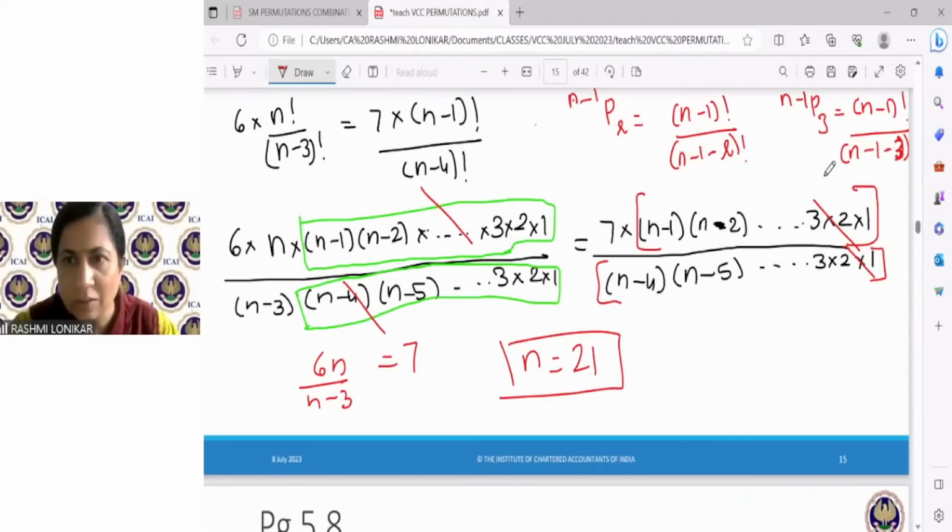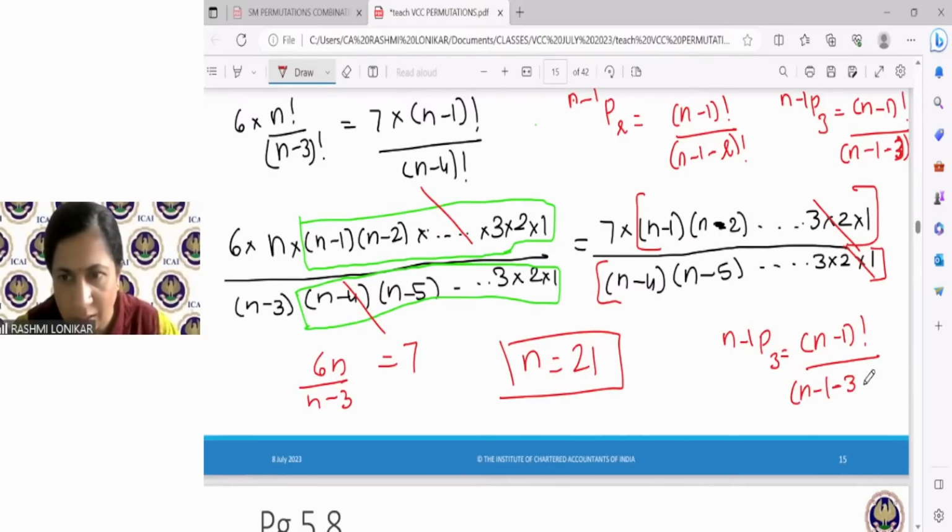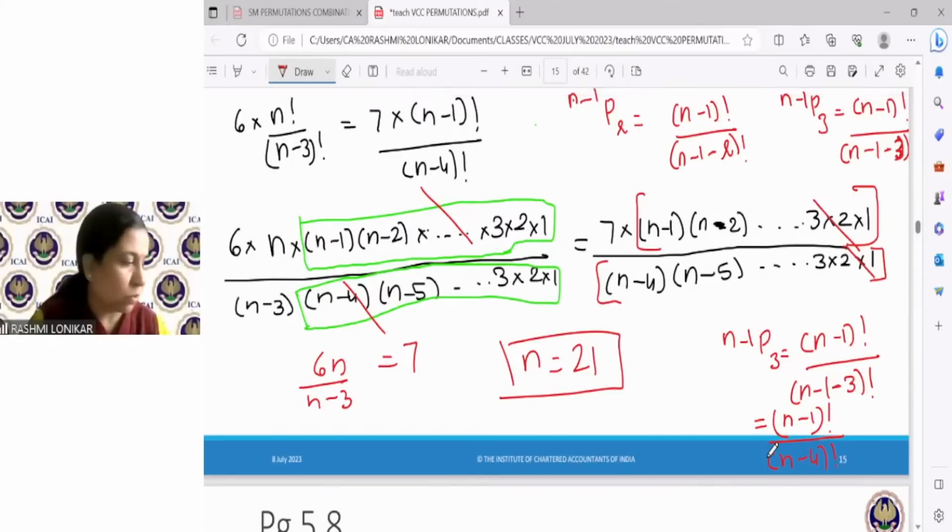Okay, so that is why this becomes, I'll write it here, n minus 1 p3 can be written as n minus 1 factorial upon n minus 1 minus 3 factorial. Okay, from this. So this becomes n minus 1 factorial upon n minus 1 minus 3, which is n minus 4. Simple. So this becomes n minus 4 factorial. Okay, hope everybody of you have understood.